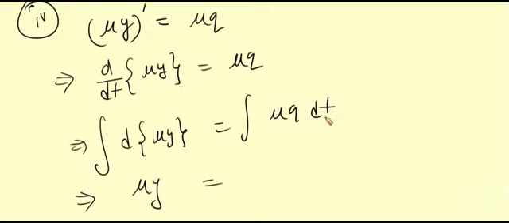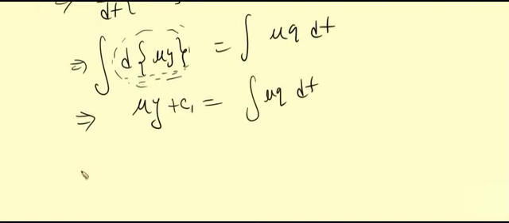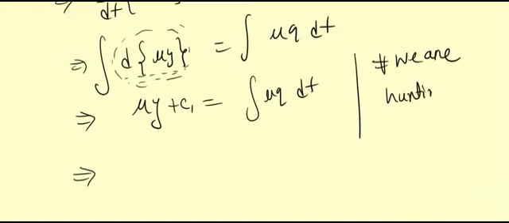We are not choosing anything specific for mu and q, and since you have integrated this part over here, for example, if you had integrated dx, this will be x plus c, right? Some constant. So that's why you can write it as a constant like c1, and this will be mu q dt. And now since we are looking for y, remember we are hunting for y of t. So we want to solve for y.